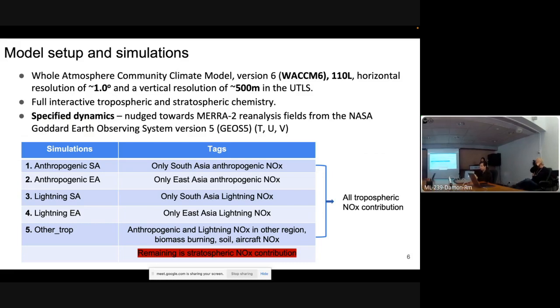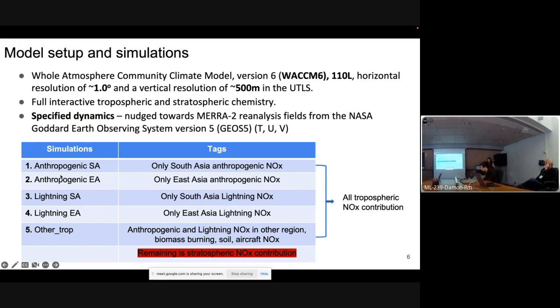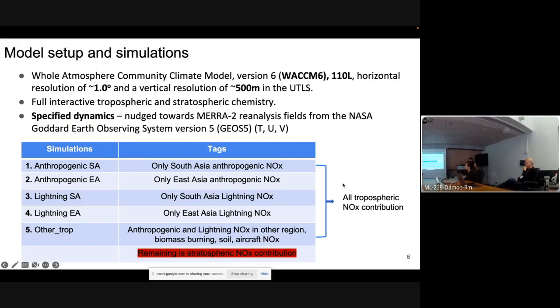And I have done 5 simulations in total. The first 2 tagged anthropogenic NOx sources from South Asia and East Asia separately. The 3rd and 4th simulations tagged lightning in South Asia and East Asia separately. And the 5th simulation tagged all the other tropospheric sources that were not included in the previous 4 simulations. So the sum of the 5 simulations should give us the total tropospheric NOx contribution, and we calculated the remainder to be the stratospheric NOx contribution.